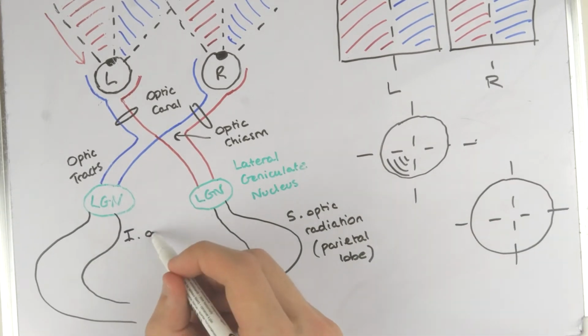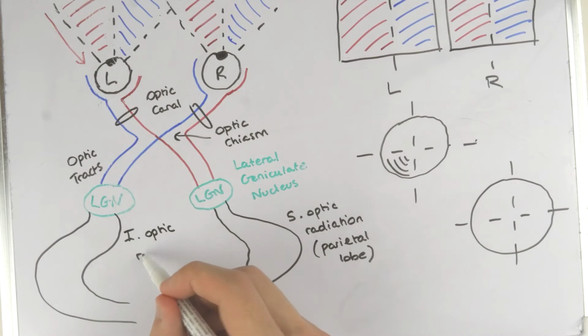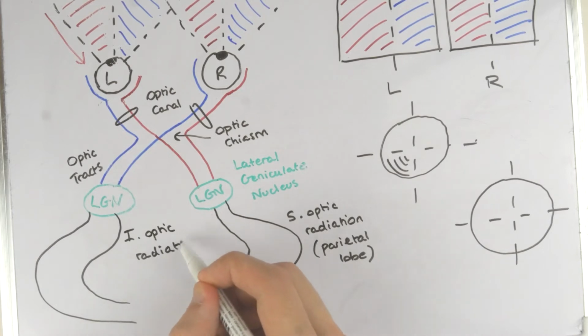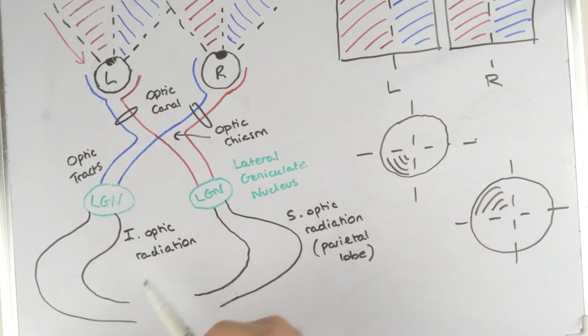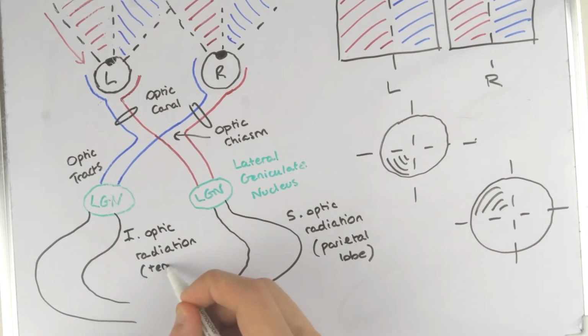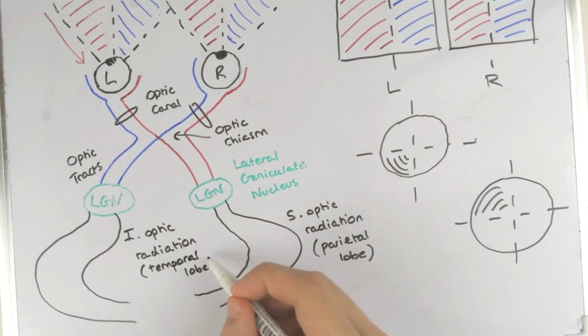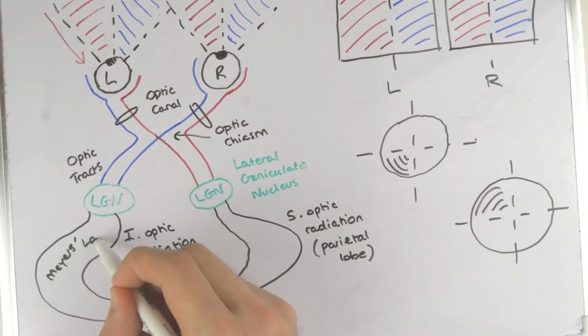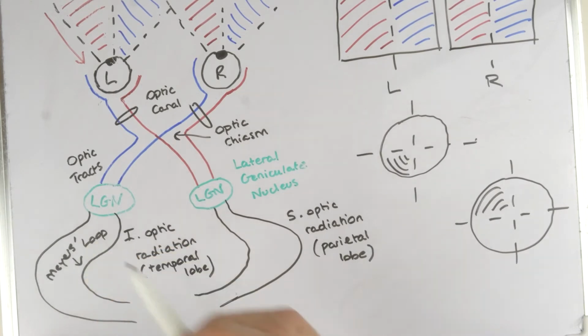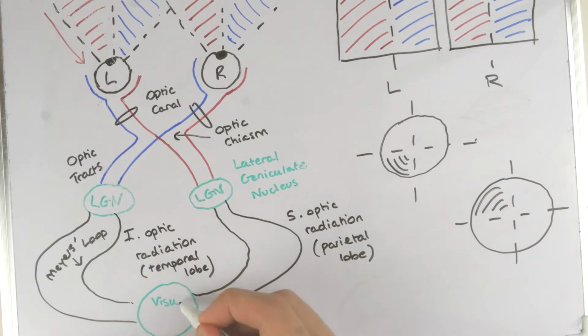The lower or inferior optic radiation instead carries information about the superior part of the vision over here and travels through the temporal lobe. And you might also hear this pathway referred to as Meyer's loop, specifically talking about the inferior optic radiation. And then to terminate the visual pathway, all the fibres will reach the visual cortex in the occipital lobe at the back of the brain.